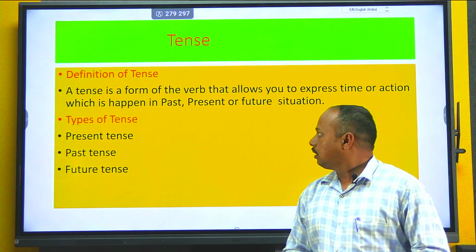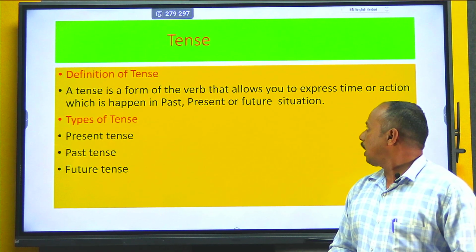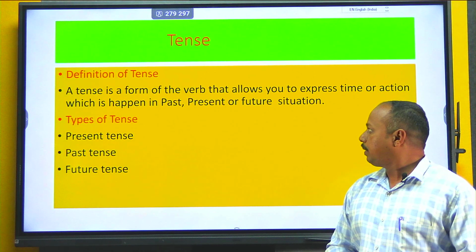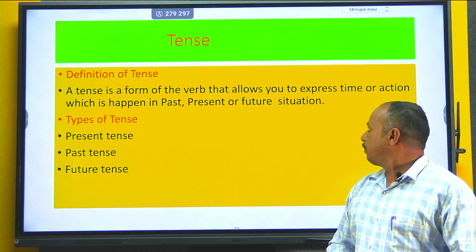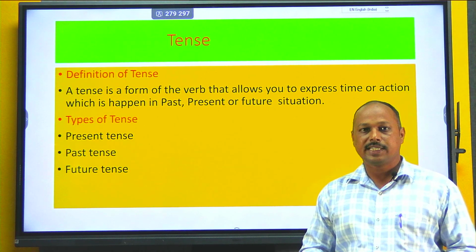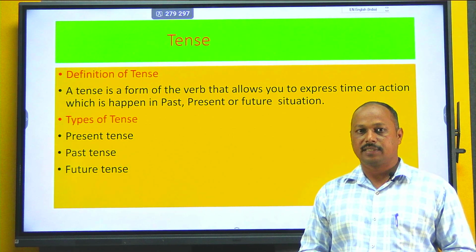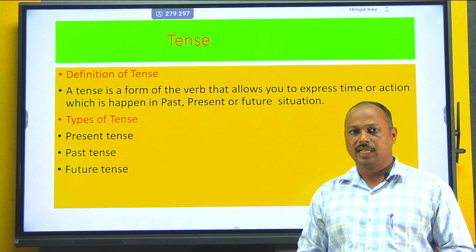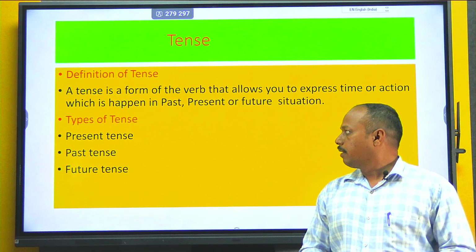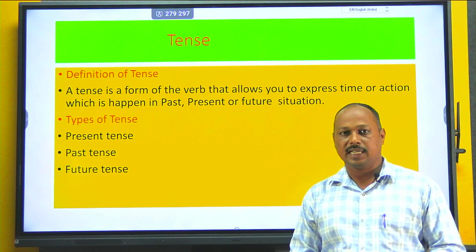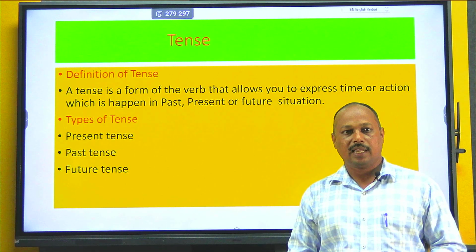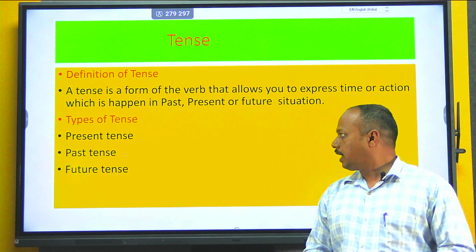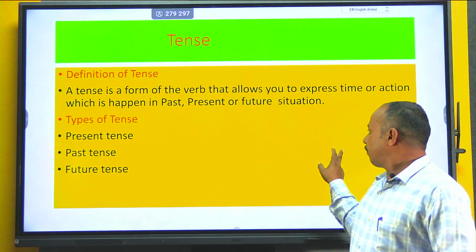Tense is a form of the verb that allows you to express time or an action which happens in the past, present or future. This is a very simple definition of tense. Actually, there are three main types of tenses in the English language: present tense, past tense and future tense. There are also four subtypes of each one. We will discuss them one by one.